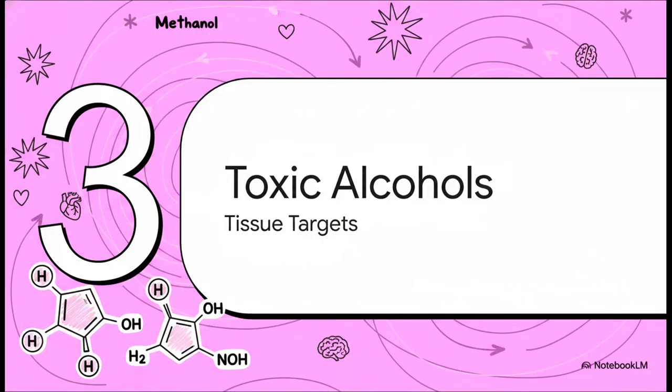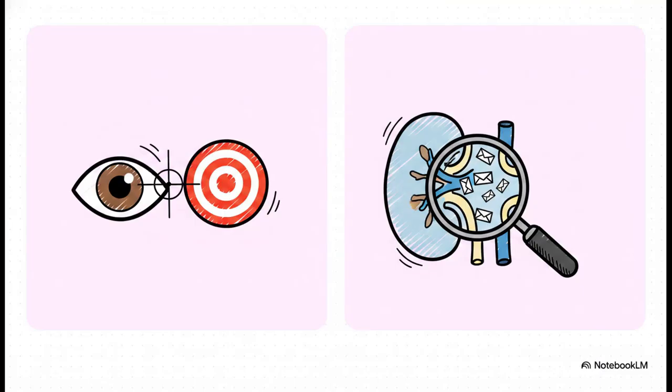All right, part three, toxic alcohols. Tissue targets. So, both of these volatile, absolutely terrifying toxins present initially with an elevated osmolar gap, and that's followed by a severe high anion gap metabolic acidosis. But the real core differentiators here are their end organ ischemic profiles.